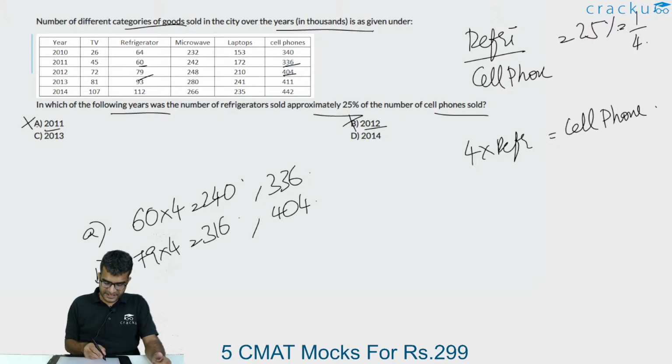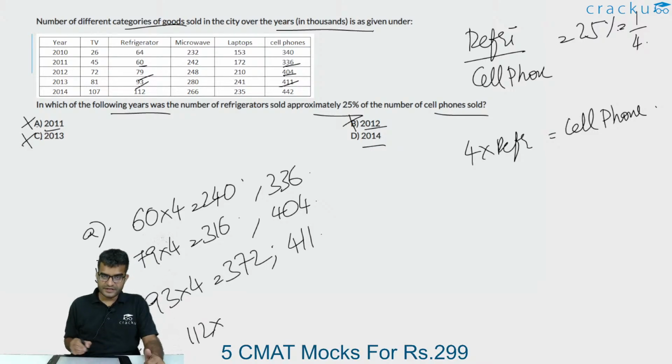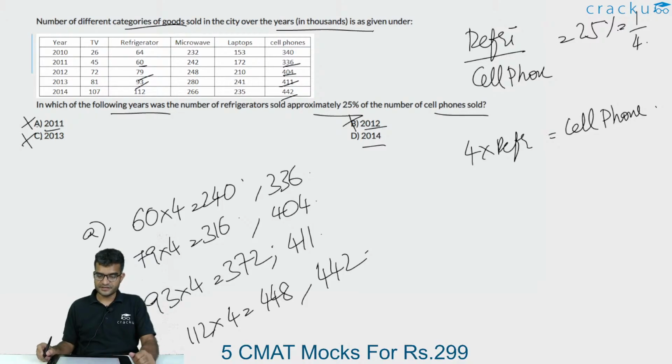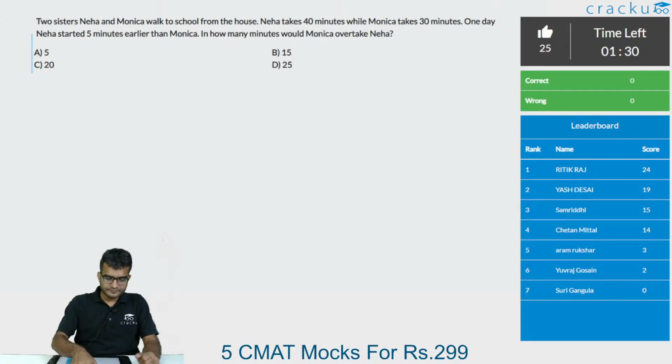C is 2013, where the number of refrigerators sold is 93. 93 into 4 is 372. The number of cell phones sold is 411. This also is not super close to each other, so again we will ignore it. Option D is 2014, which is 112. This is the number of refrigerators sold, into 4 is equal to 448. And the number of cell phones sold is 442. Both of these are actually quite close to each other. So the correct answer is option D. Let us now look at the next question.